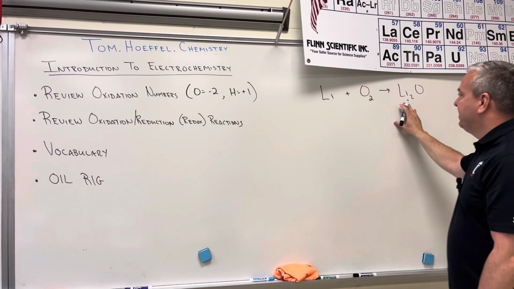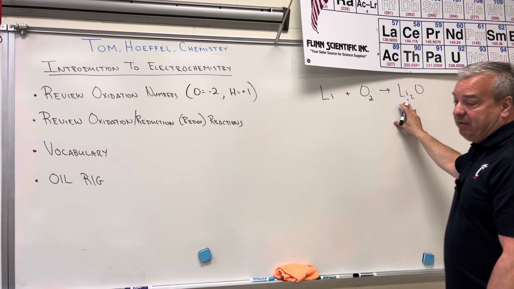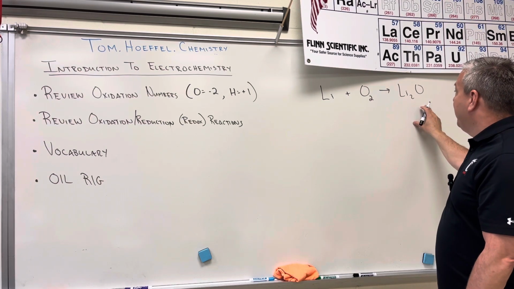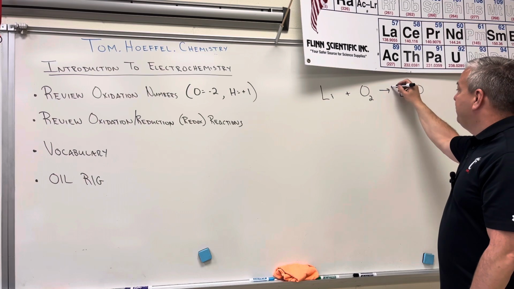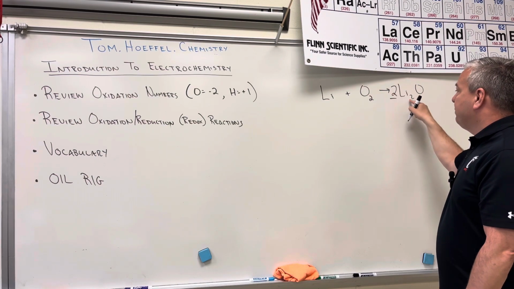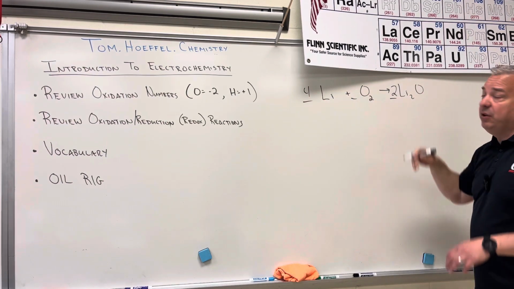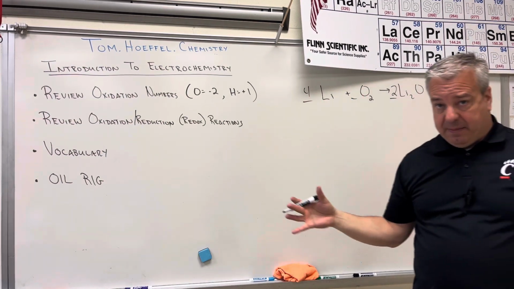Now, if I'm going to balance this out, okay, I do believe I'm going to have to put, if this is lithium oxide, if I have 2 oxygens, I need to have 2 oxygens on this side. That gives me 4 lithiums. So it's going to be 4, 1, 2 as far as a balanced chemical reaction.